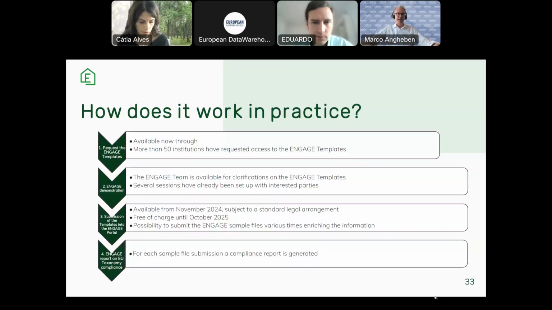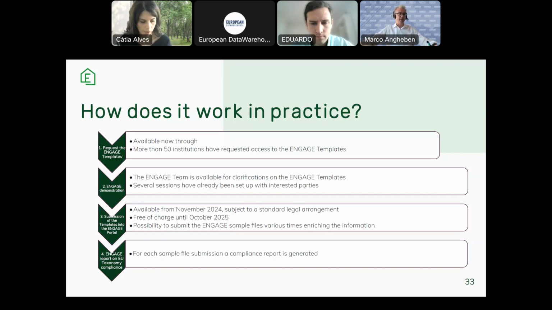Next. In terms of how it works in practice, we have more than 15 institutions that have already requested the templates themselves. We are working on the clarifications. We have several sessions already set up with different lenders. As I said, this is a European standard, so you need to take into consideration the national nuances and different interpretations. It will also be possible to submit the templates in the portal in a few months, in November, subject to a standard legal agreement in place.